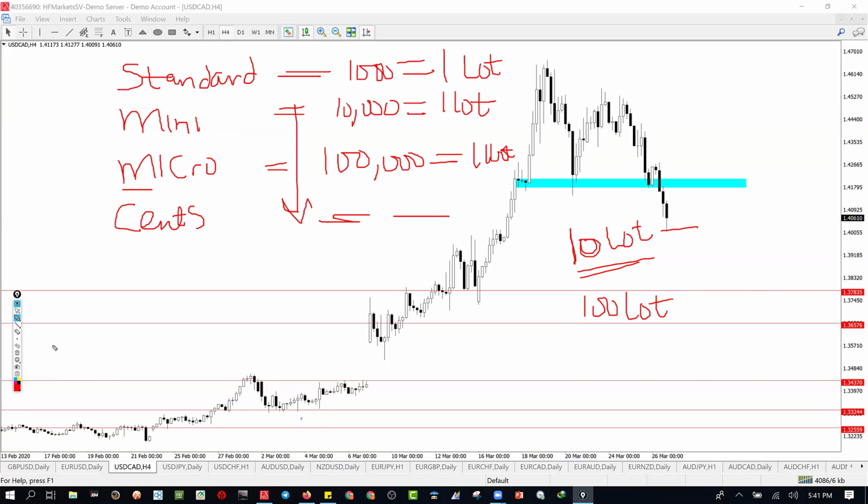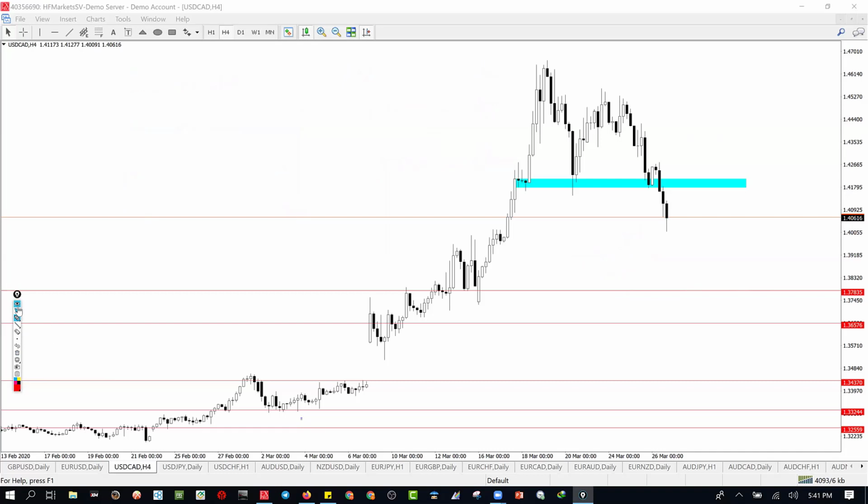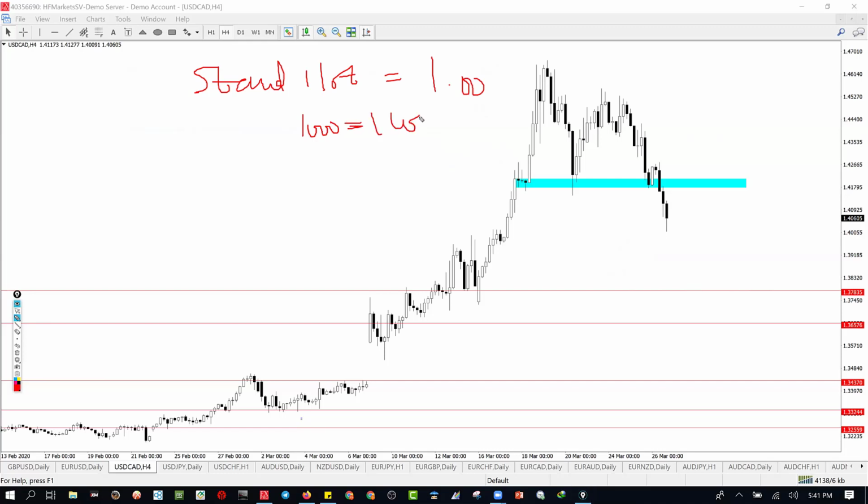Some traders get confused on this aspect whenever they want to trade. It's very, very simple. All you have to know is, on a standard account, one lot represents $1,000. While on a mini account, if you want to operate $1,000, it will be 10 lots. And on a micro account, it will be 100 lots.